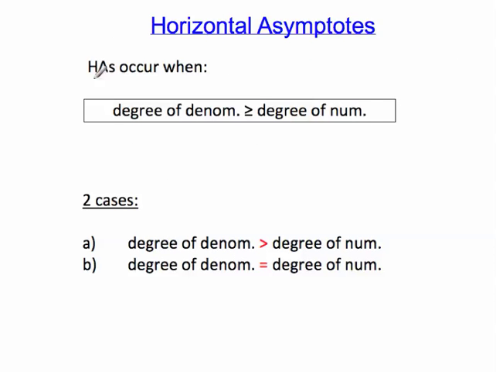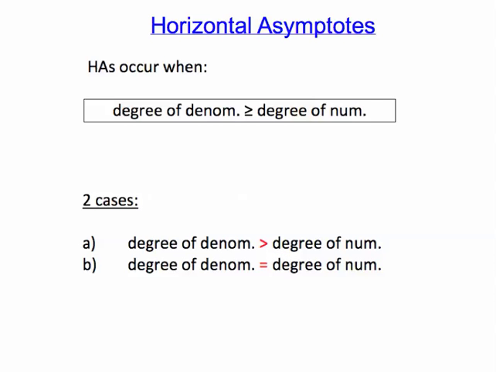Horizontal asymptotes, abbreviated here as HAs, occur when the degree of the denominator, in other words, the highest power in the denominator, is greater than or equal to the degree of the numerator. So that really can be broken down into two cases. One, or A, when the degree of the denominator is greater than the degree of the numerator, and B, when the degree of the denominator is equal to the degree of the numerator.